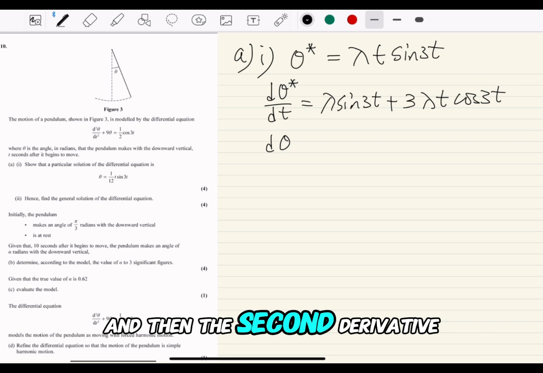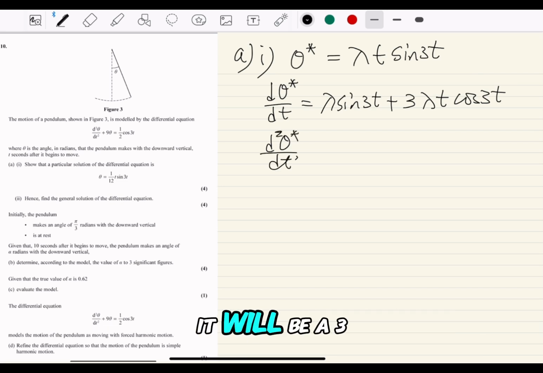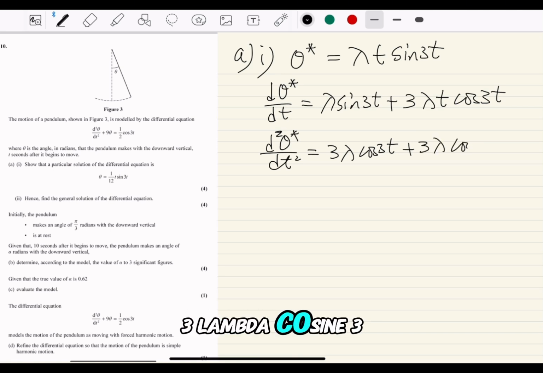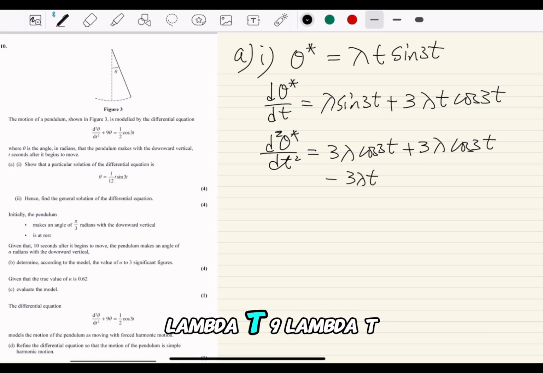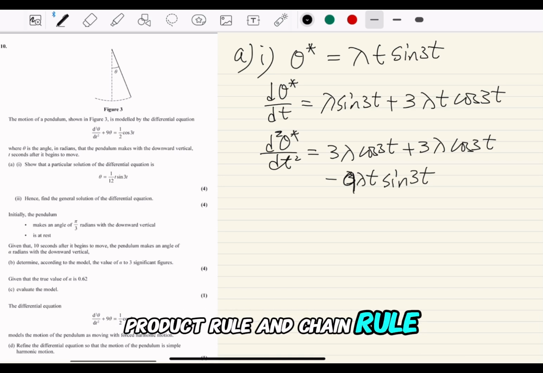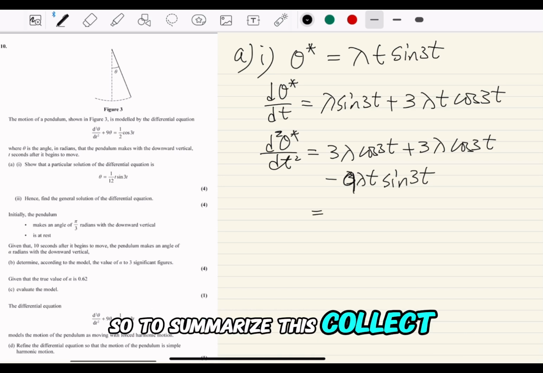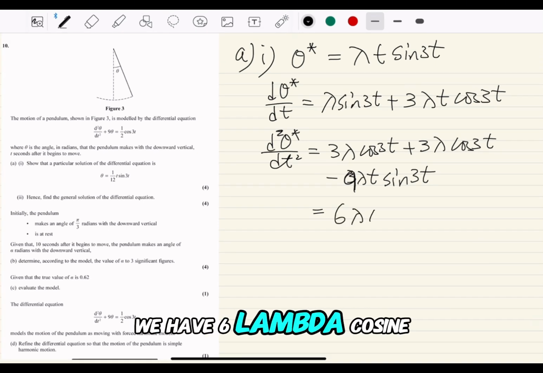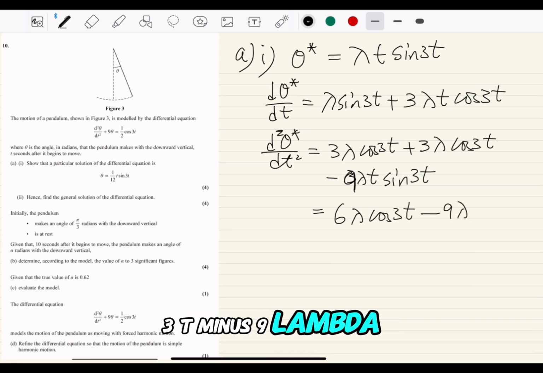And then the second derivative will be 3 lambda cosine 3t, plus 3 lambda cosine 3t, minus 9 lambda t sine 3t, using again the product rule and the chain rule. To summarize, collecting terms, we have 6 lambda cosine 3t minus 9 lambda t sine 3t.